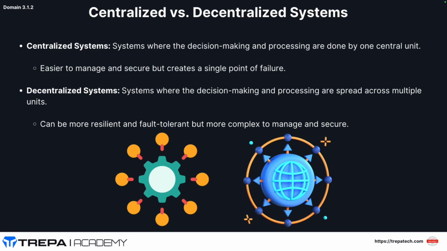Whereas in decentralized systems, the decision making and processing is spread across multiple units or computing nodes or systems. A great example of a decentralized system that you may not even be aware of is the blockchain, which powers our cryptocurrencies. So this can be a little bit more resilient and fault tolerant because it's spread across, I don't know, maybe millions of devices now, verifying the integrity of these hashes and encryption, which create our cryptocurrencies, right? But obviously it can be more complex to manage and secure because it's not just one centralized server, like with our centralized systems.